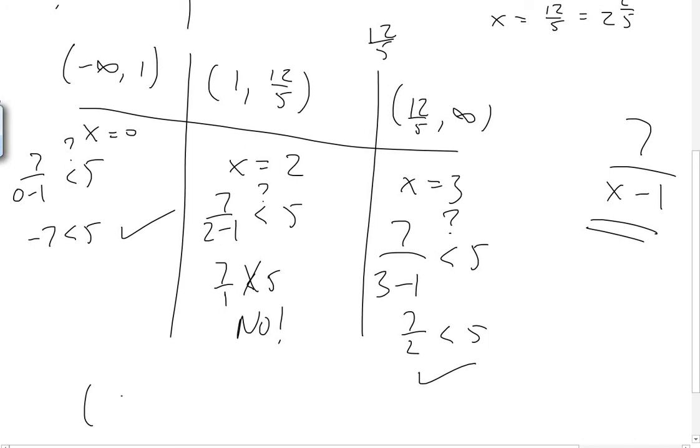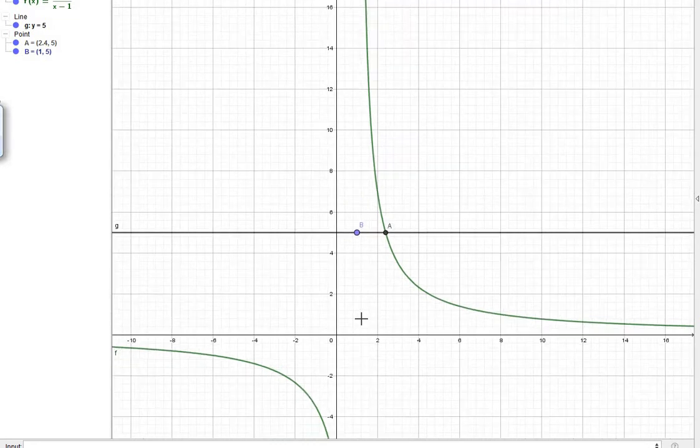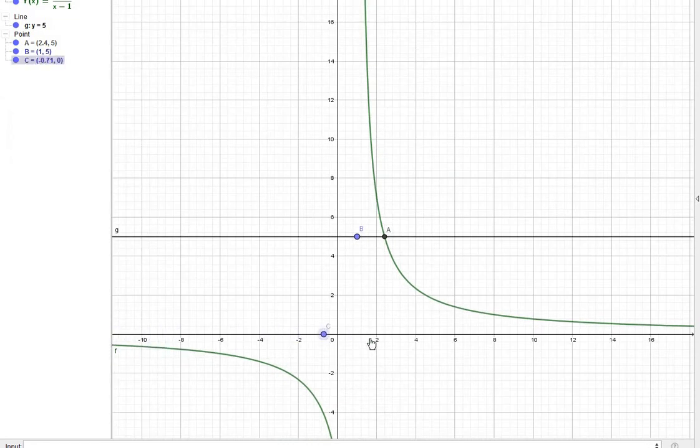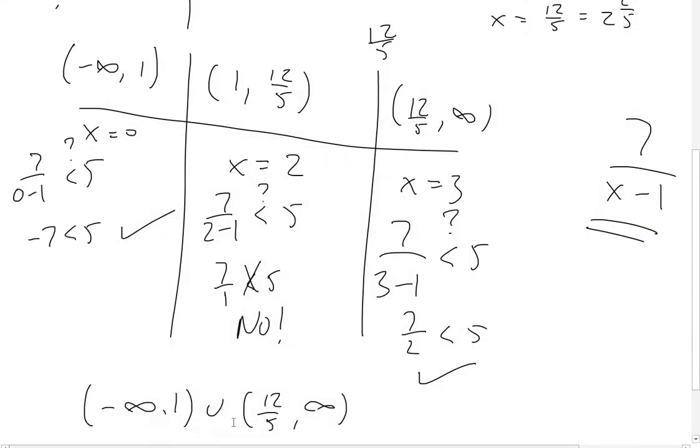That means the solution set is the interval from negative infinity up to 1, unioned with 12 fifths to infinity. And again, graphically, that's telling you the intervals, the x values, where the graph is below the line 5 and where it's above the line 5. Everywhere to the left of 1 and everywhere to the right of 12 fifths. The interval from negative infinity to 1, union with 12/5 to infinity.